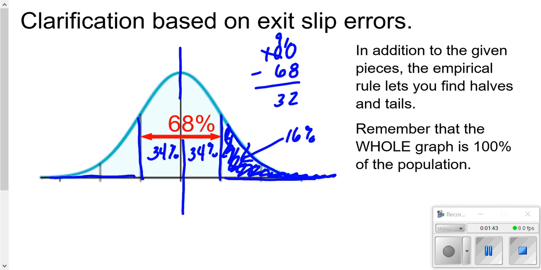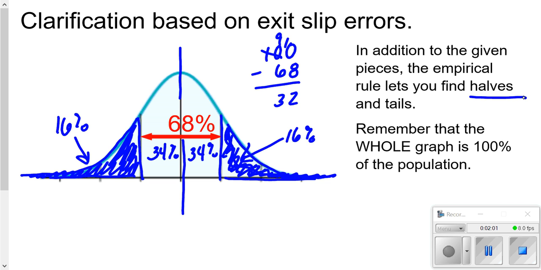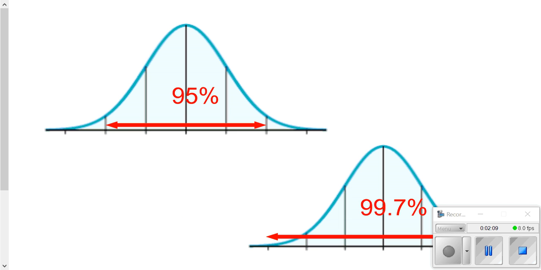And that's even past the third standard deviation line. This graph comes down and it hugs the x-axis, and it just keeps going. So this entire space on each side is 16%. So that's what I mean when I say that each number lets you find halves and it lets you find tails. We also need to bear in mind that the entire graph is 100%, and I'll explain that in just a little bit. Explain the error that some folks made.